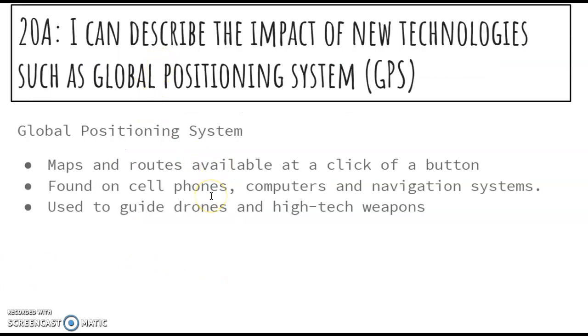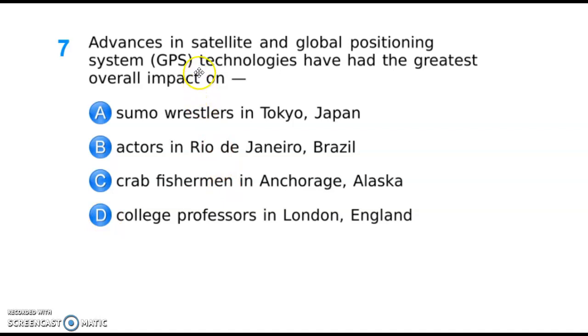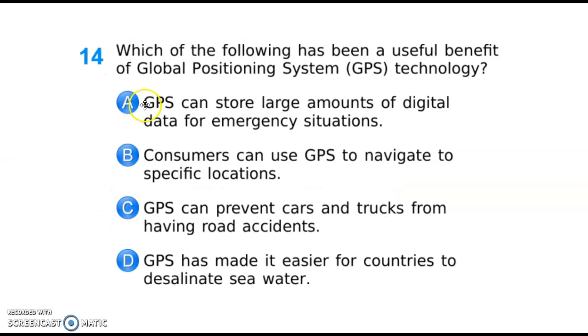Okay, the next one is 20A. I can describe the impact of new technologies such as global positioning systems. GPS, maps and routes available at a click of a button, found on cell phones, computers, and navigation systems, and it's used to guide drones and high-tech weapons. For both of these, you just needed to know that advances in satellite and global positioning system technologies have had the greatest overall impact on crab fishermen in Anchorage, Alaska. And then here, which of the following has been a useful benefit of global position?